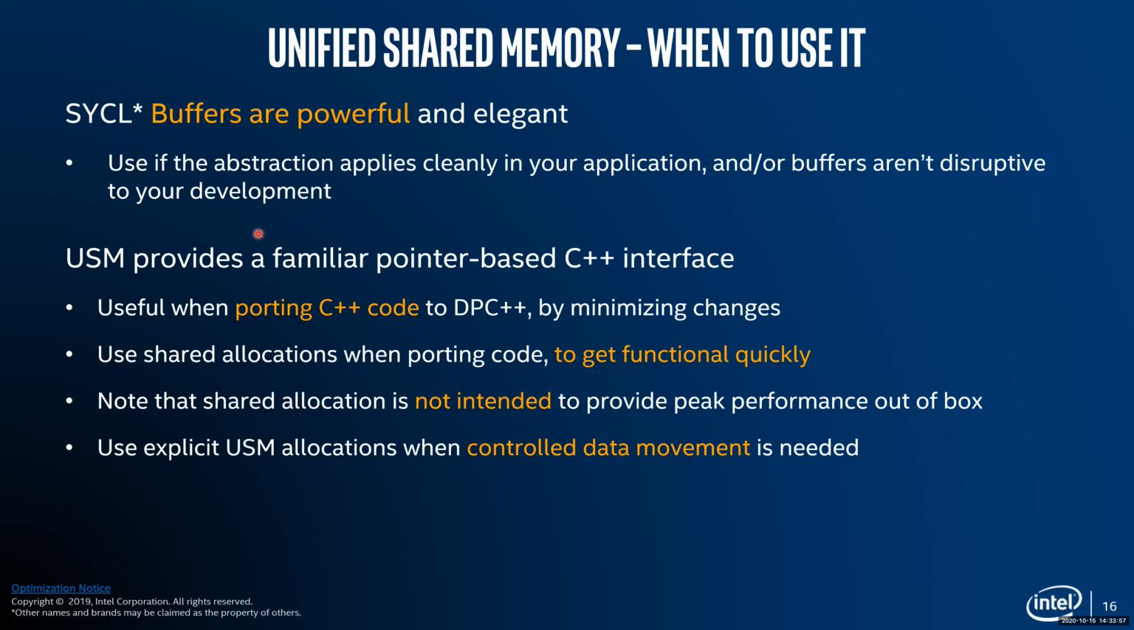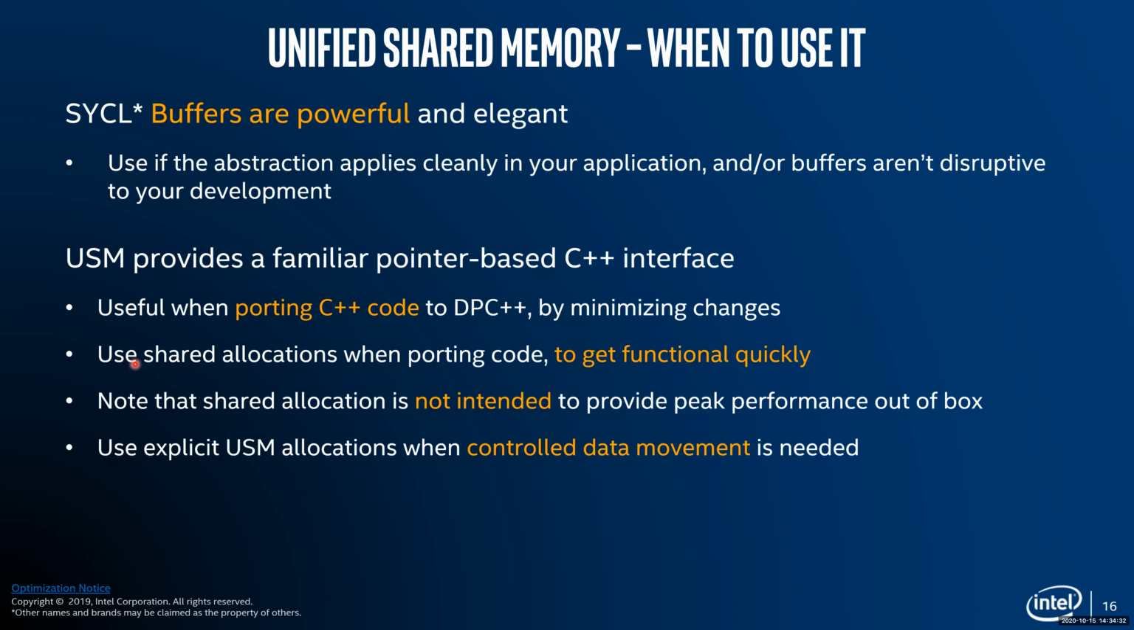Where unified shared memory is an advantage is usually when porting C++ code to DPC++. Usually C++ code will already have mallocs for memory allocation. So all you have to do for using unified shared memory is convert the mallocs to either malloc_device or malloc_shared. That way, easily with minimal changes, you can port C++ code to DPC++ code.